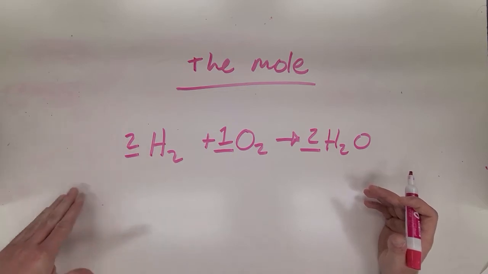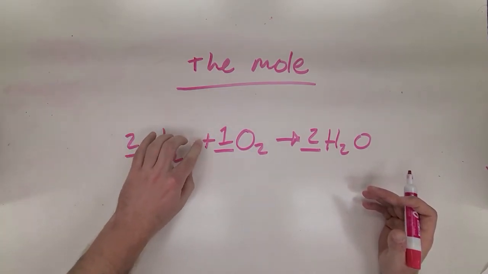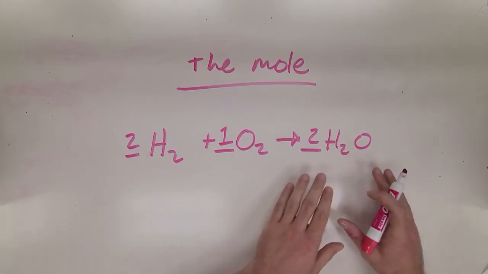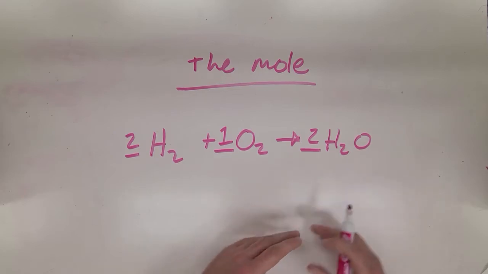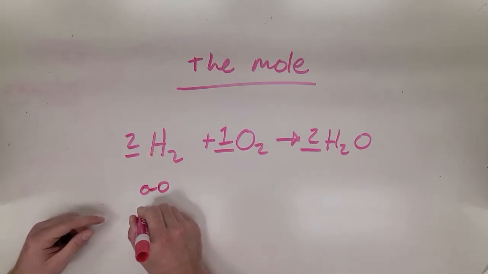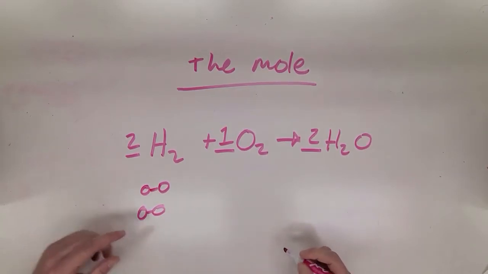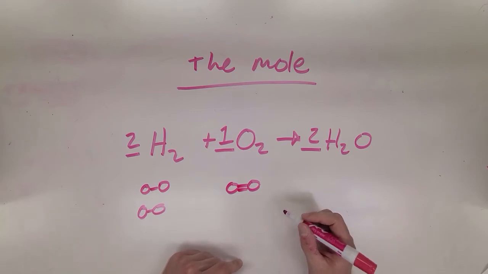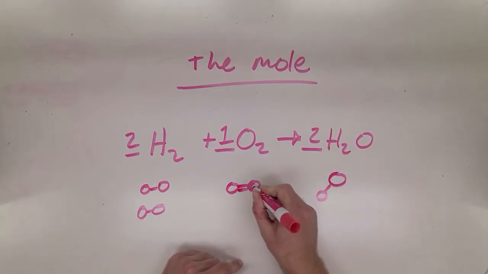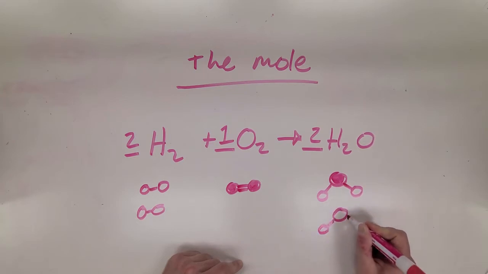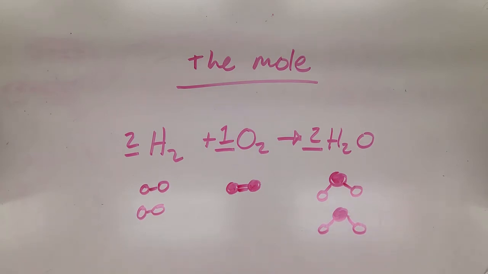These numbers, we call them coefficients, in our balanced chemical equations, represent the proportions of moles that these molecules would react with to produce this many moles of this molecule here. I'm going to take a moment and draw that here. So what that means is when we have two hydrogen molecules, it takes two hydrogen molecules and one oxygen molecule to produce two molecules of water.